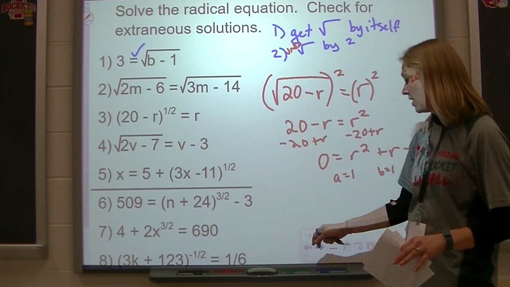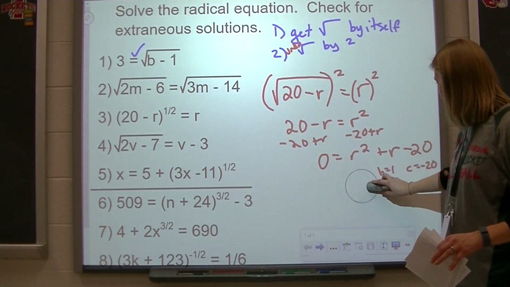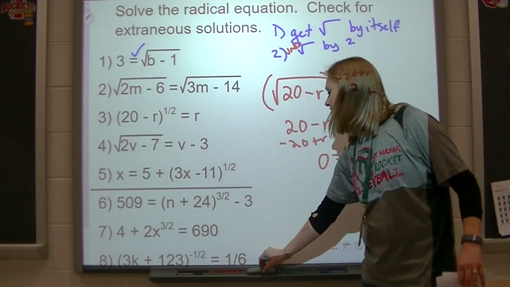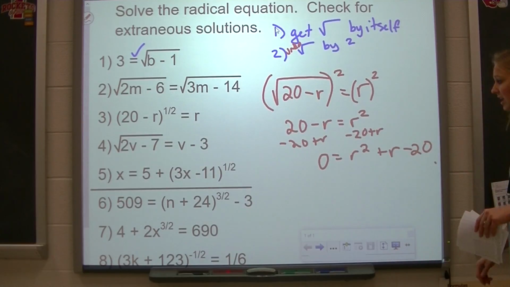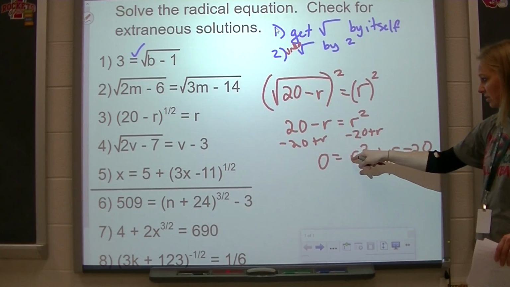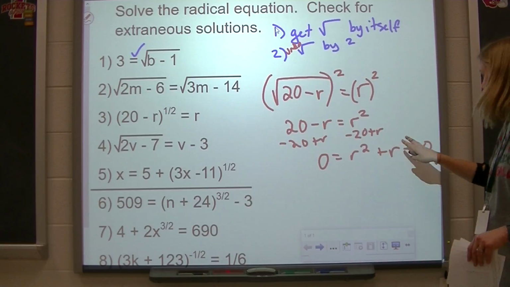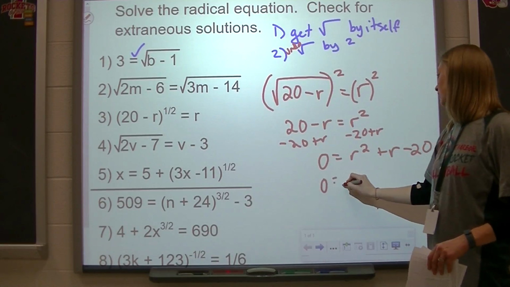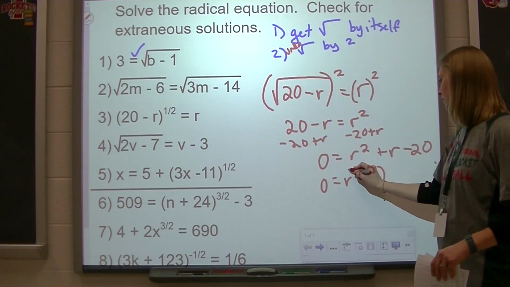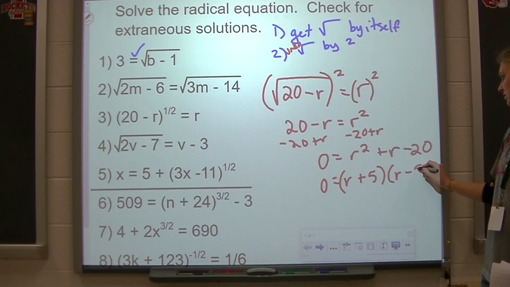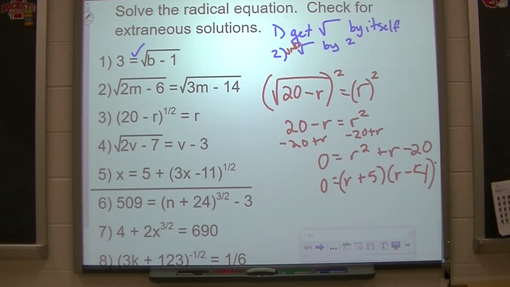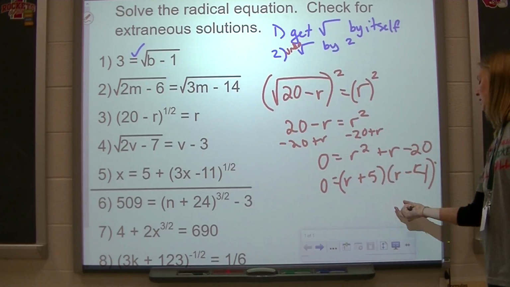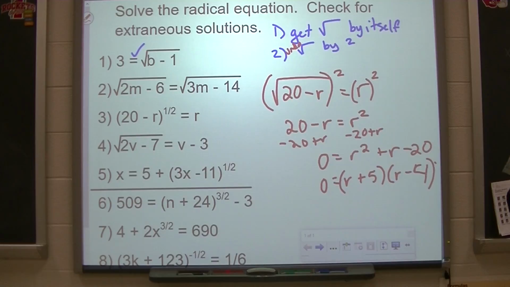I'm going to solve this by factoring because it's going to be a lot quicker. Looking at this, we've done factoring more recently, and because my coefficient is 1 here, I know the factors of negative 20 that add to positive 1 are going to be r plus 5 and r minus 4. Those are my factors, because 5 times negative 4 is negative 20, and 5 plus negative 4 is positive 1, so that checks out.